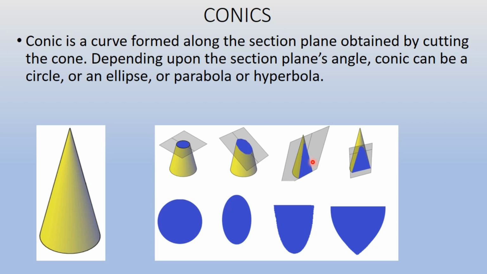And when you cut the cone in this fashion, which is again here inclined, you will get a shape called parabola, and this is going to be our hyperbola. So circle, ellipse, parabola, and hyperbola. So we are going to solve questions on ellipse, parabola, and hyperbola. There will be different methods by which we can draw this ellipse, parabola, and hyperbola, and we are going to cover the important ones which will appear in our examination.